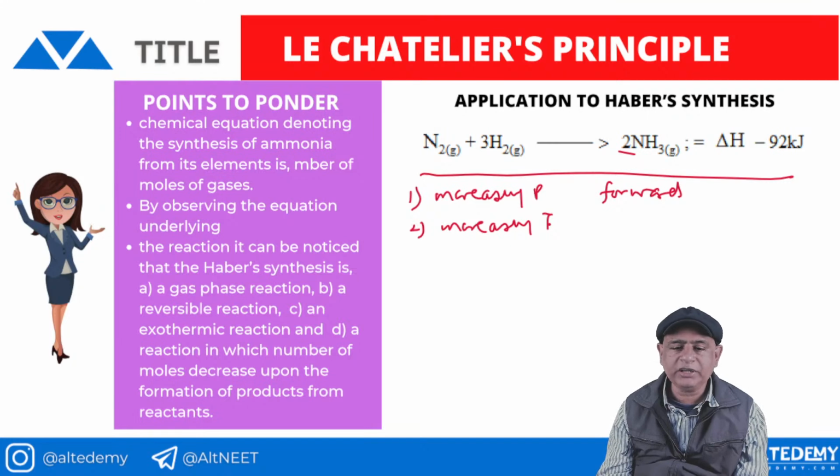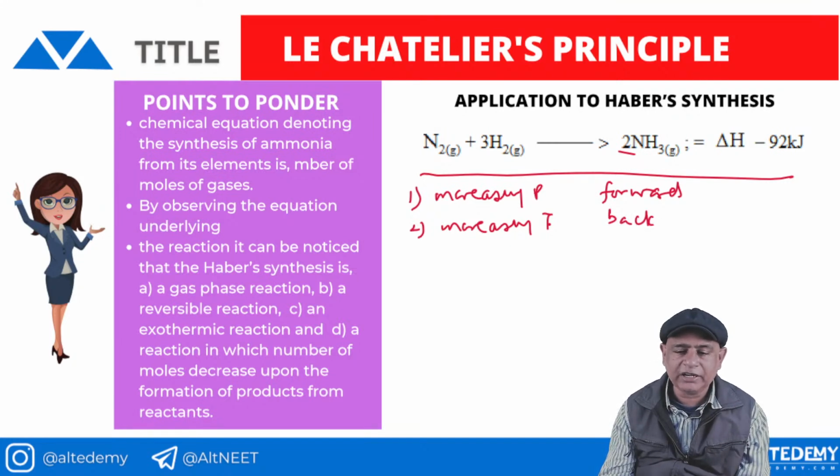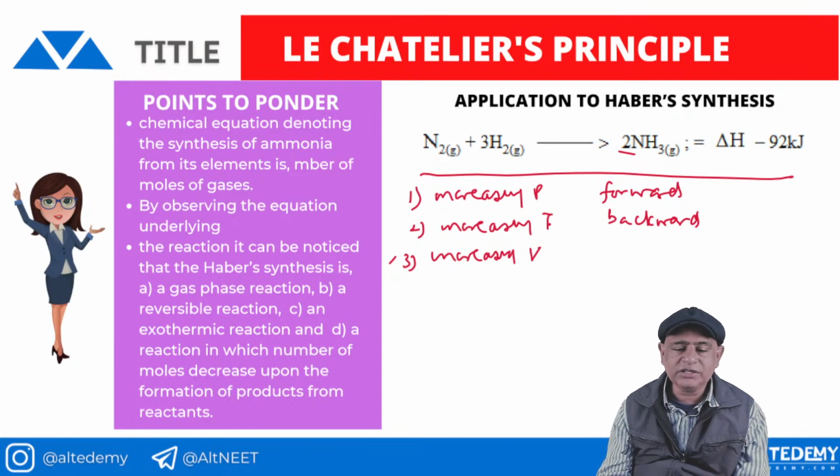Since it is an exothermic reaction, if we are increasing temperature, the reaction will start moving in the backward direction, because the backward process is endothermic. Third, increasing volume. Suppose volume is increased. Volume increase means decreasing pressure. So if we are decreasing pressure, the reaction will start moving in the direction where there is more pressure. So it will start moving in the backward direction.